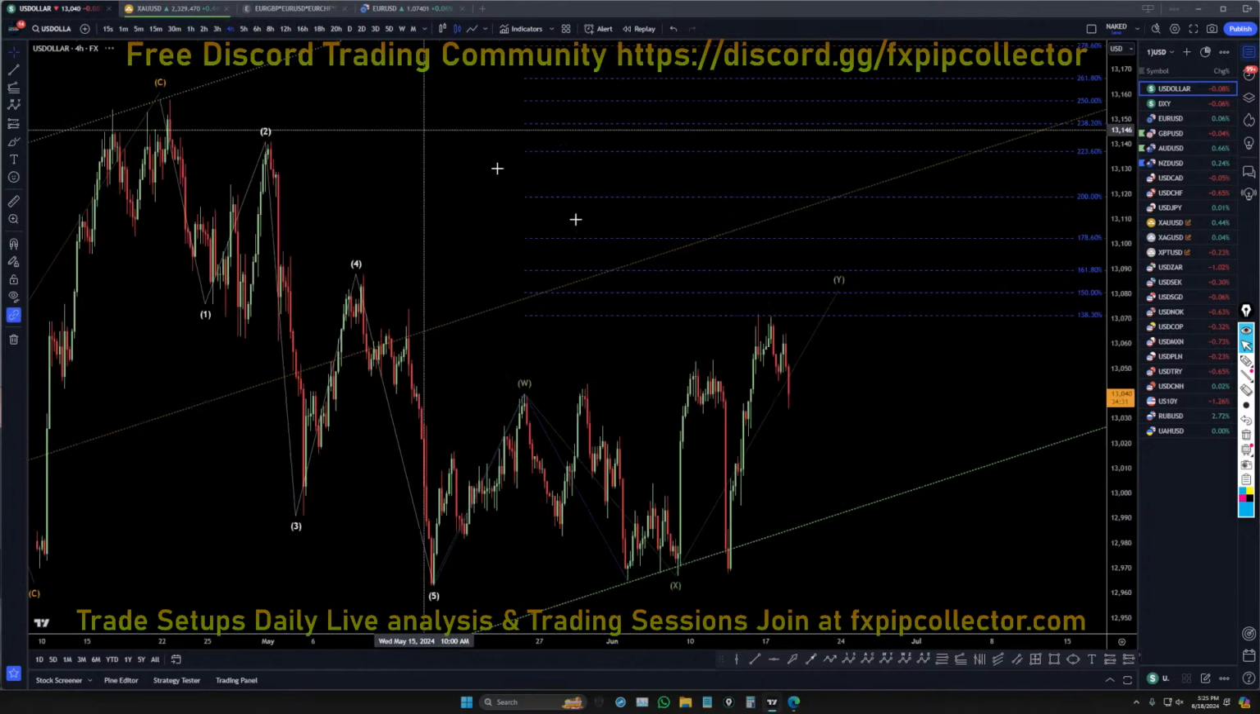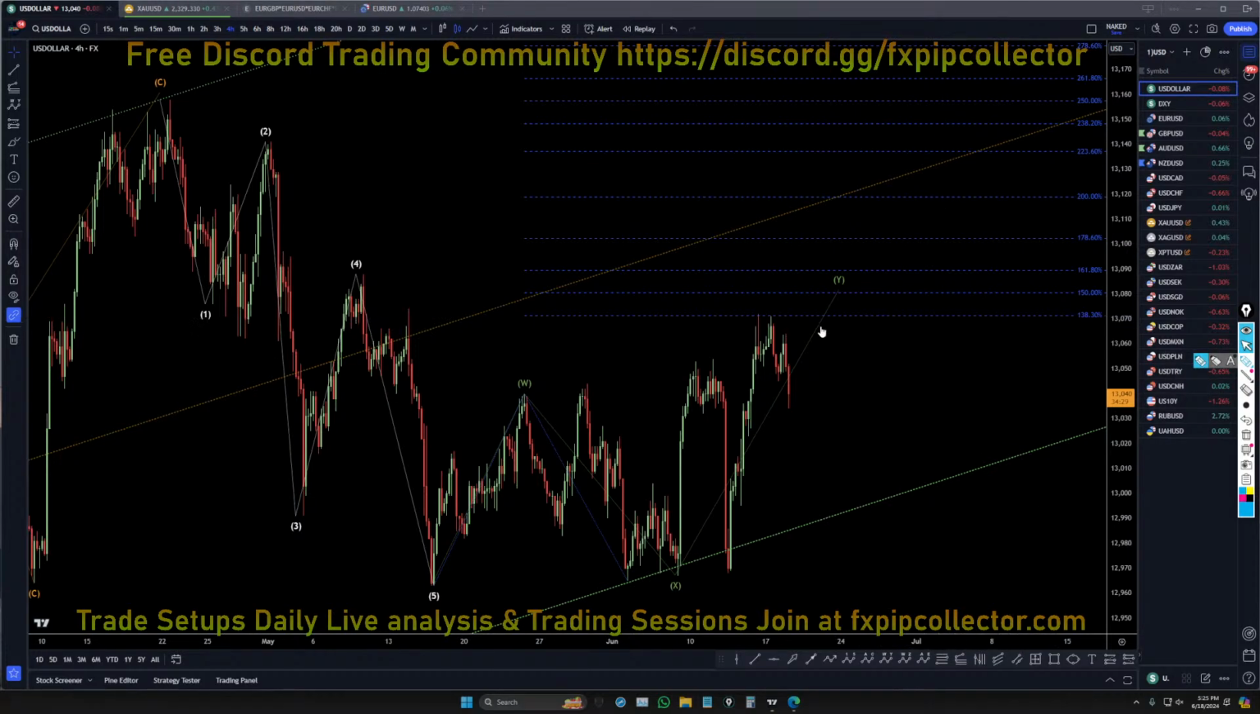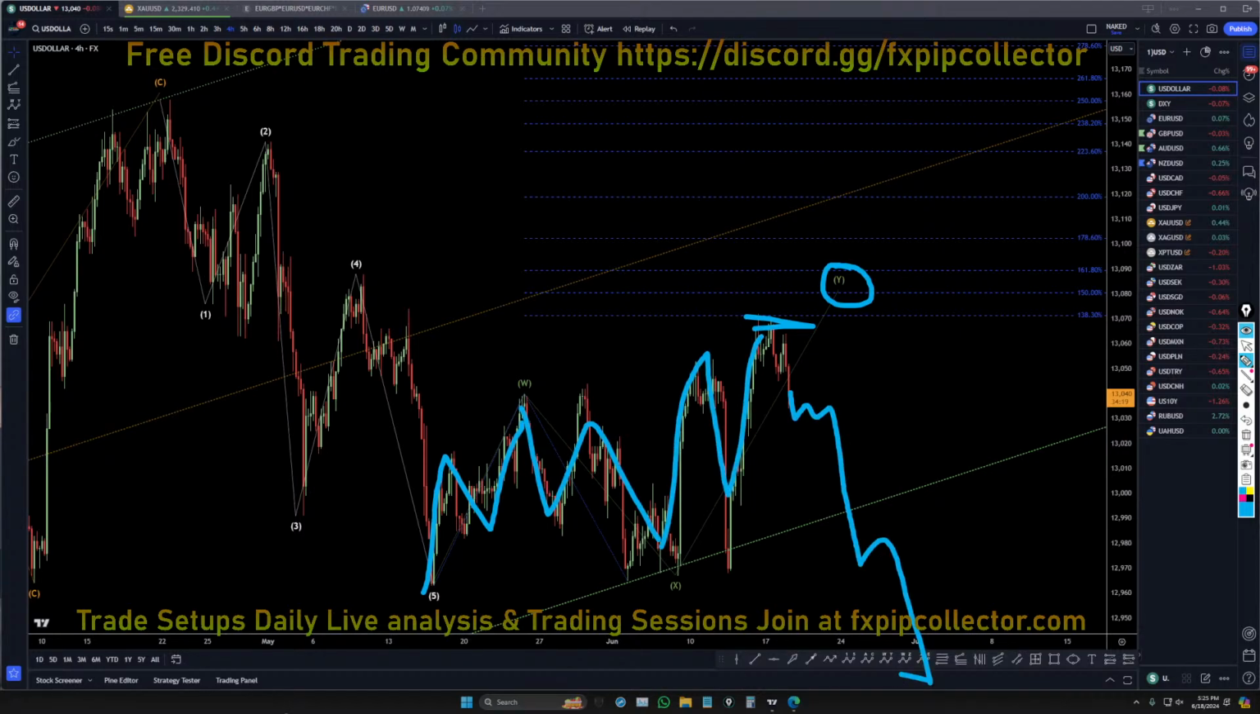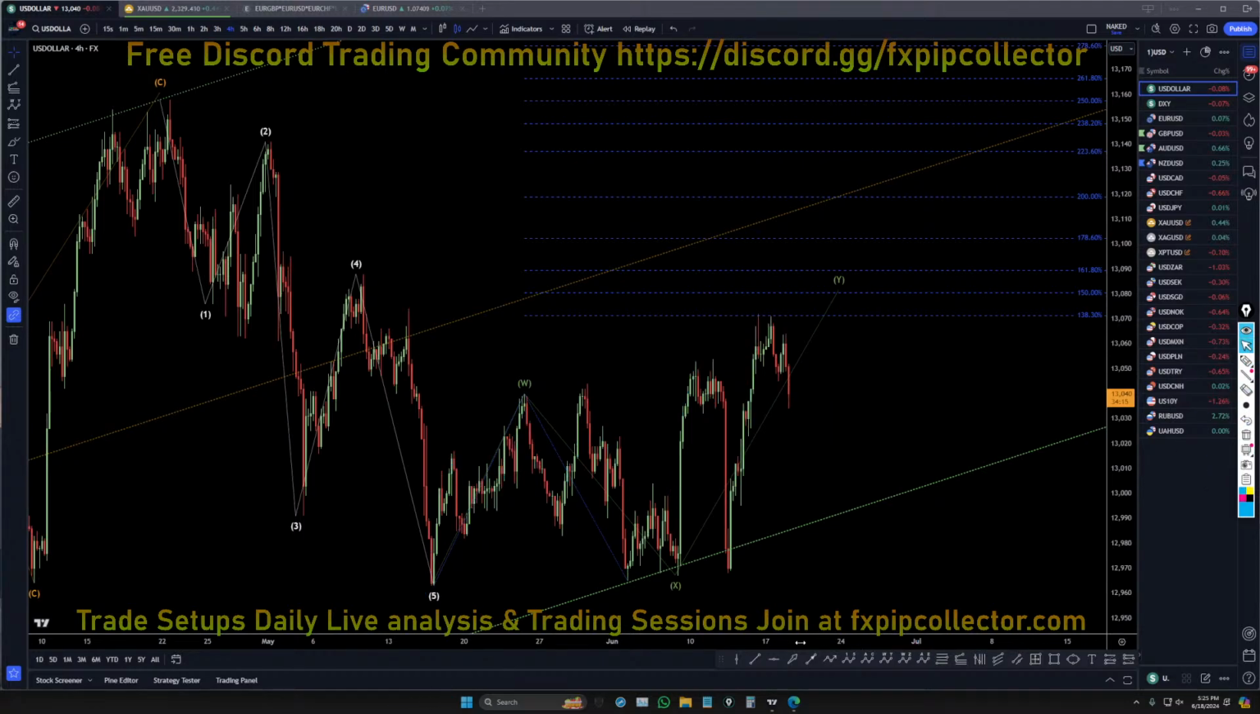I would like to say that the dollar is ending a correction. I just can't really say for sure. I would like to say that this is the end of a WXY. 1, 2, 3 waves up, 1, 2, 3 waves down, 1, 2, 3 waves up. I would like to think that this is turning into a downtrend. We'll see if it actually is or not, but that would definitely be my most likely scenario for sure.